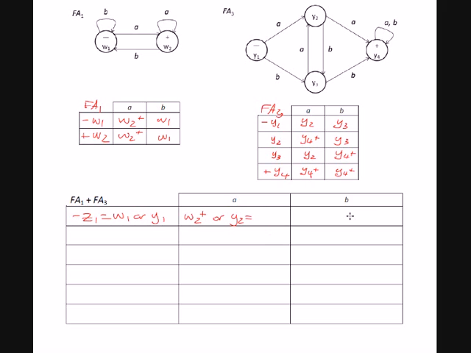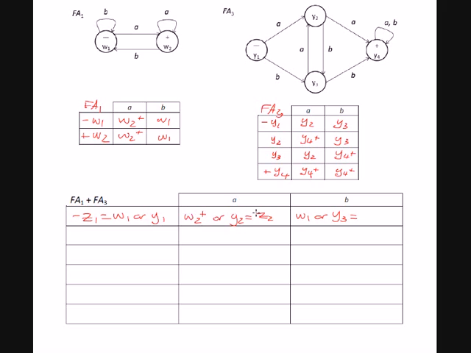W1 and I read a B. W1 and a B takes me to W1. Or Y1 and I read a B, Y1 and a B takes me to Y3. I'm now going to look at these. W2 or Y2, do I have that combination here yet as a Z state? No, I don't. So this is going to be a new Z state.